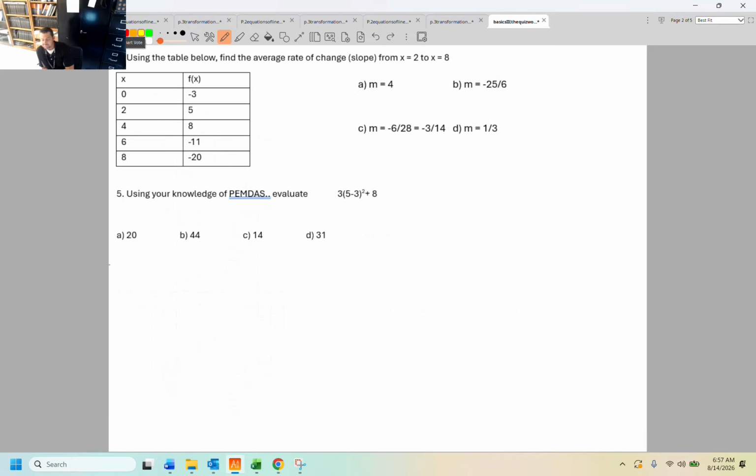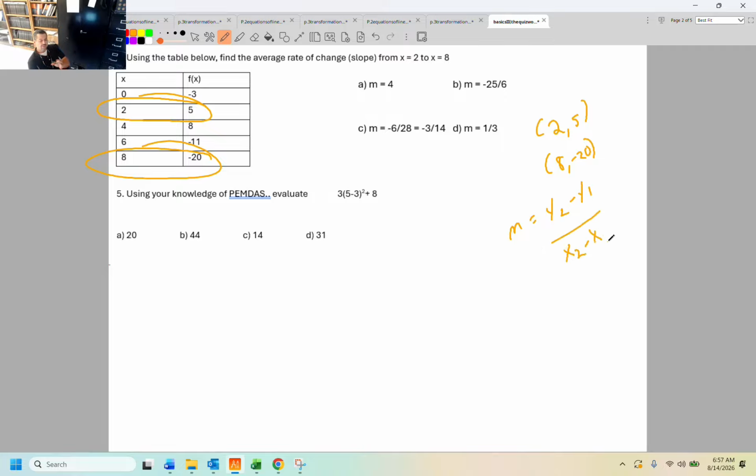Moving forward. Using the table below, find the average rate of change, again, better known as slope to the average person, from x equals 2 to x equals 8. So I'm going to circle these points here, and think of them as ordered pairs. I got 2, 5, and I got 8, -20. And then m is y2 minus y1, sitting pretty over x2 minus x1.